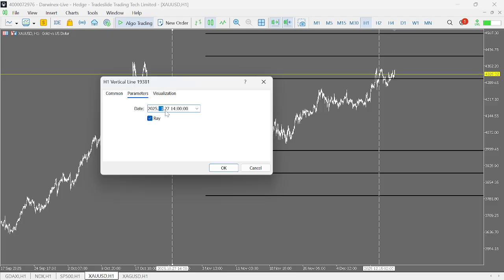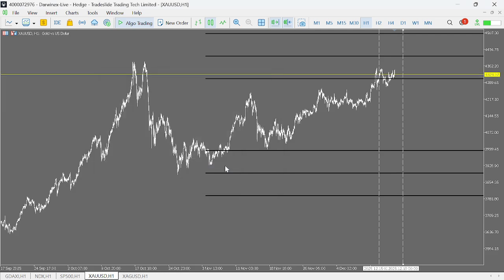15, 19. No, it's 12 here. 12, 19. Now we have our time element. According to Gann, when the price enters this time zone, we can expect a reversal.